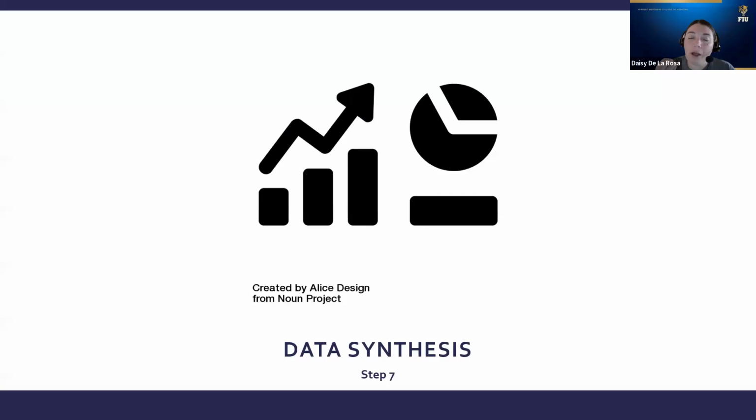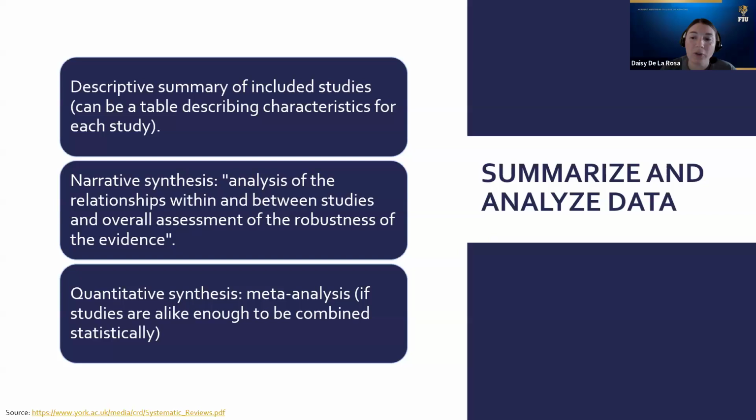So once you've assessed for quality, now you've got to put it all together. You're going to summarize and analyze the data with a narrative synthesis, where you're analyzing the relationships between the studies and the overall assessment of how robust the evidence is, right? It's typically a descriptive summary. That's always going to be the case. You're going to have the table as well. And then if possible, if the studies are alike enough to each other to be combined statistically, then you'll also have the meta-analysis.